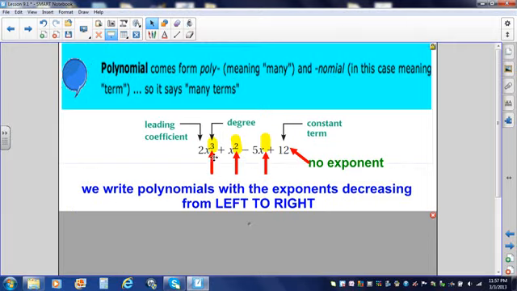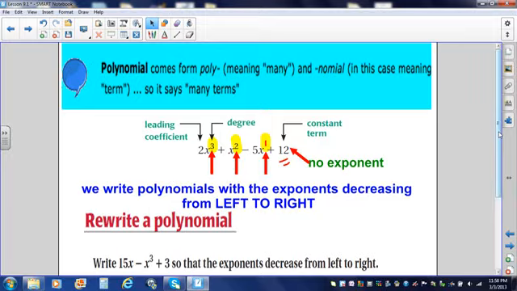So I have an exponent of 3 here, an exponent of 2. I have an invisible exponent of 1. And notice on my constant, nice vocabulary, Blackhawks, I do not have an exponent here. So we write polynomials with the exponents decreasing from left to right.